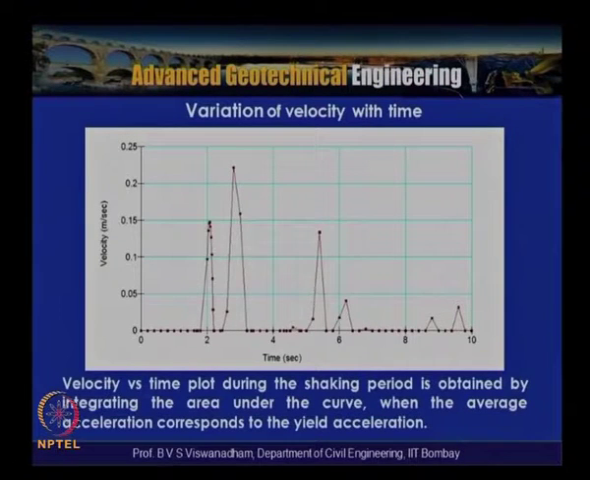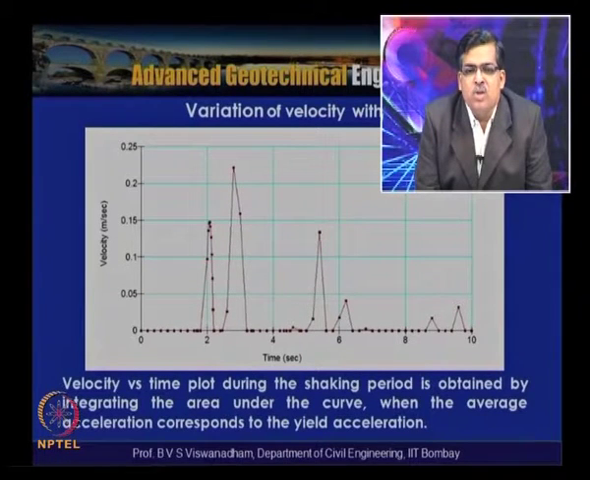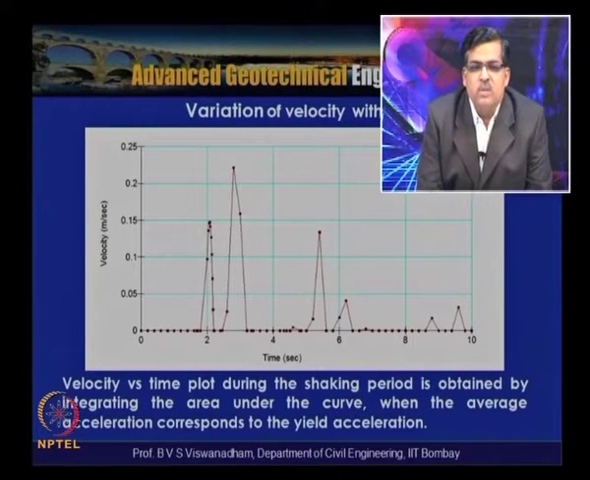Now this plot shows the velocity variation with time. The velocity versus time plot during the shaking period is obtained by integrating the area under the curve, when the average acceleration corresponds to the yield acceleration.